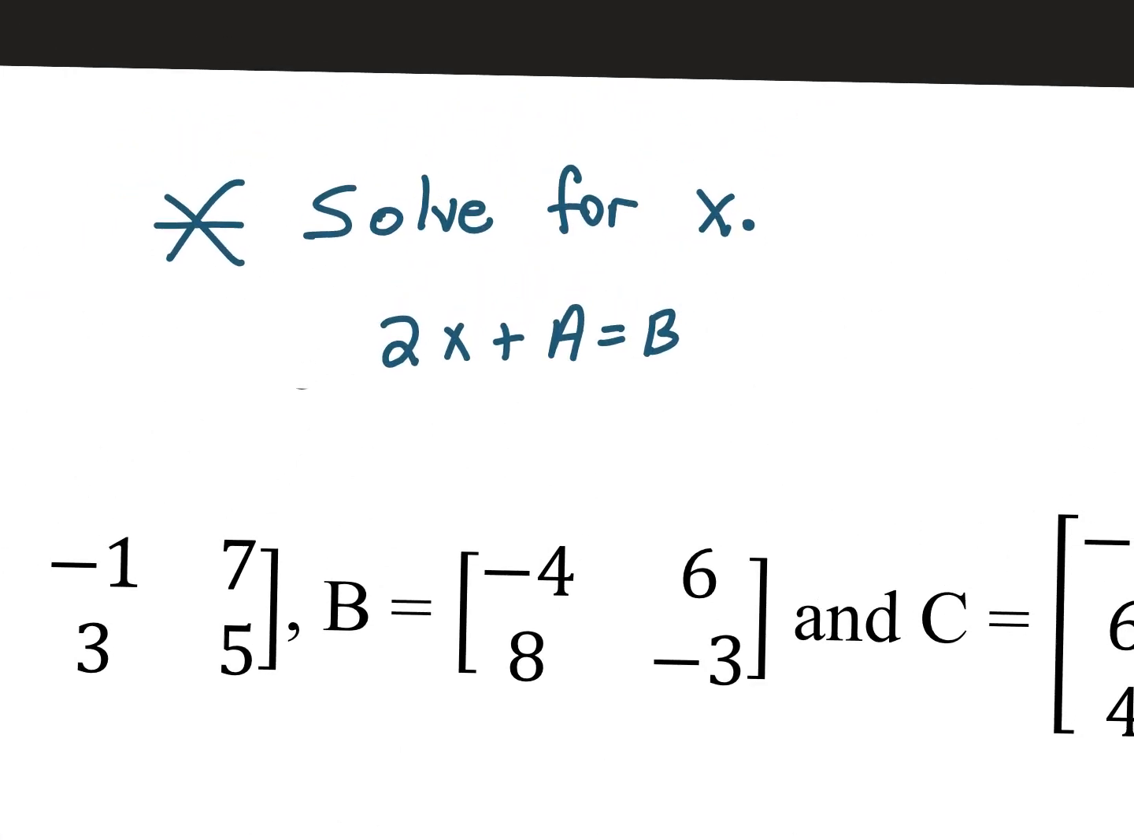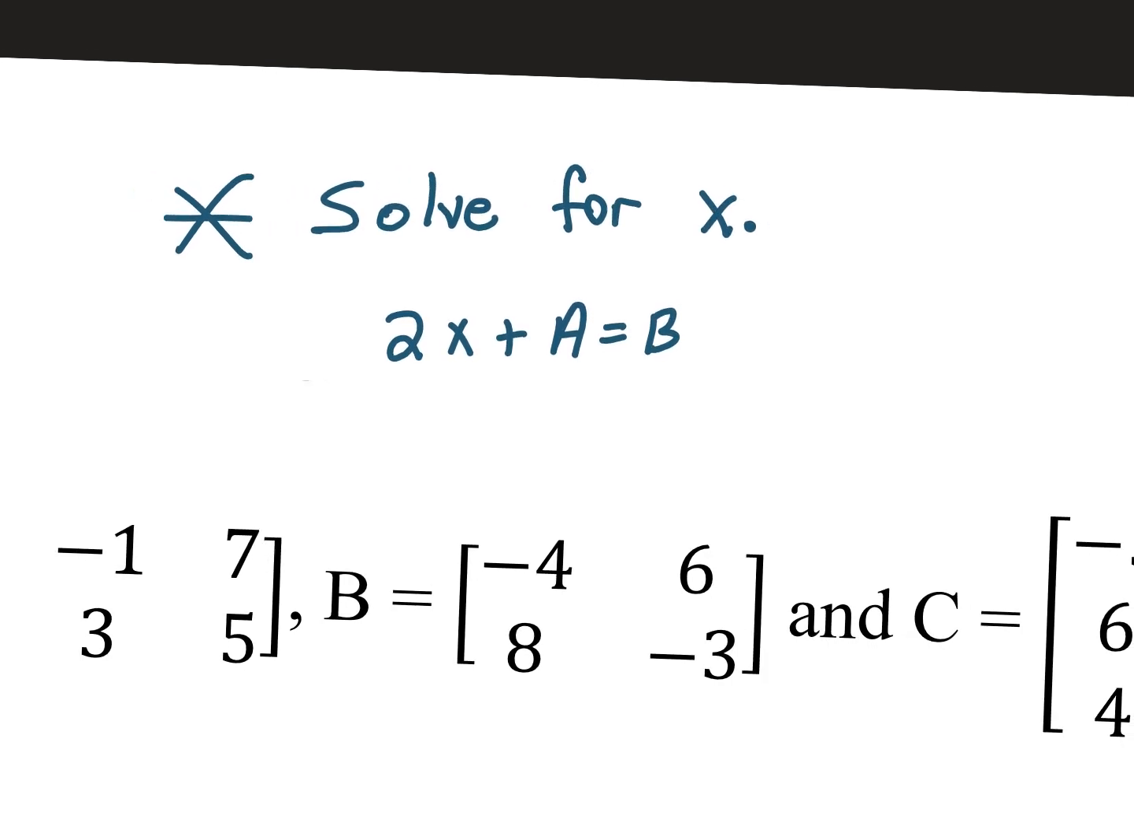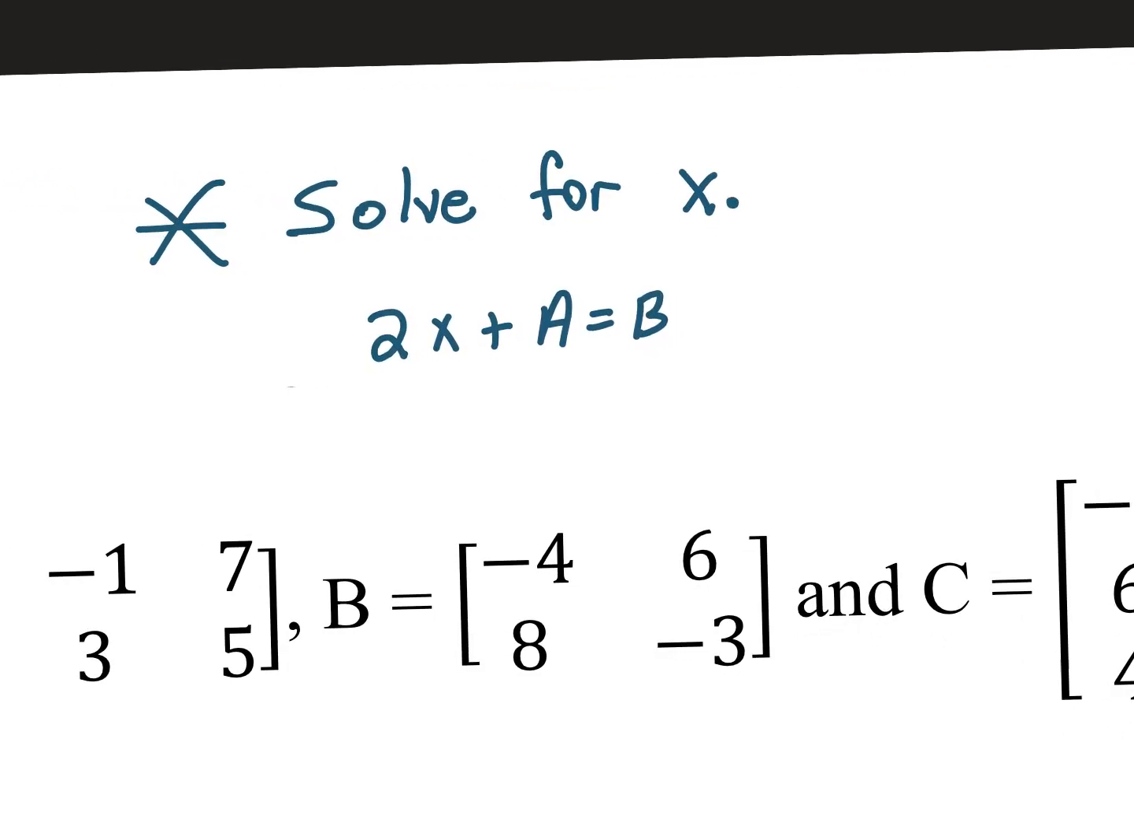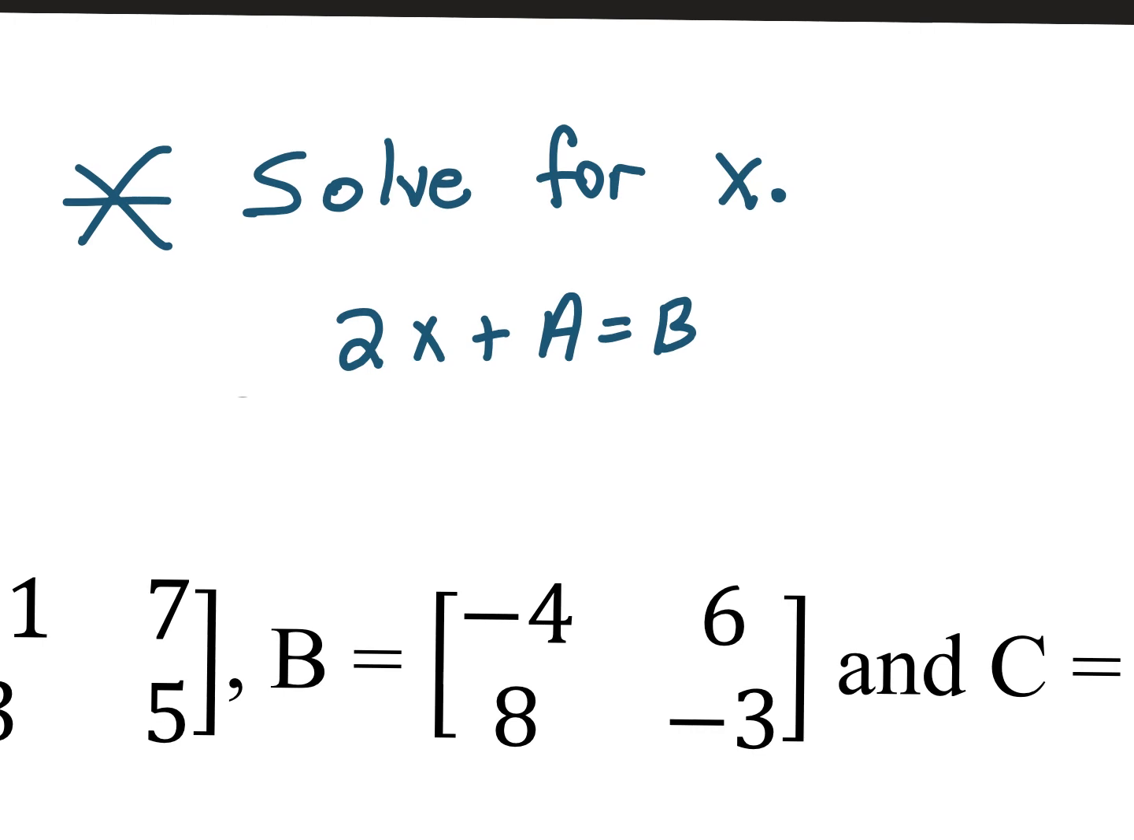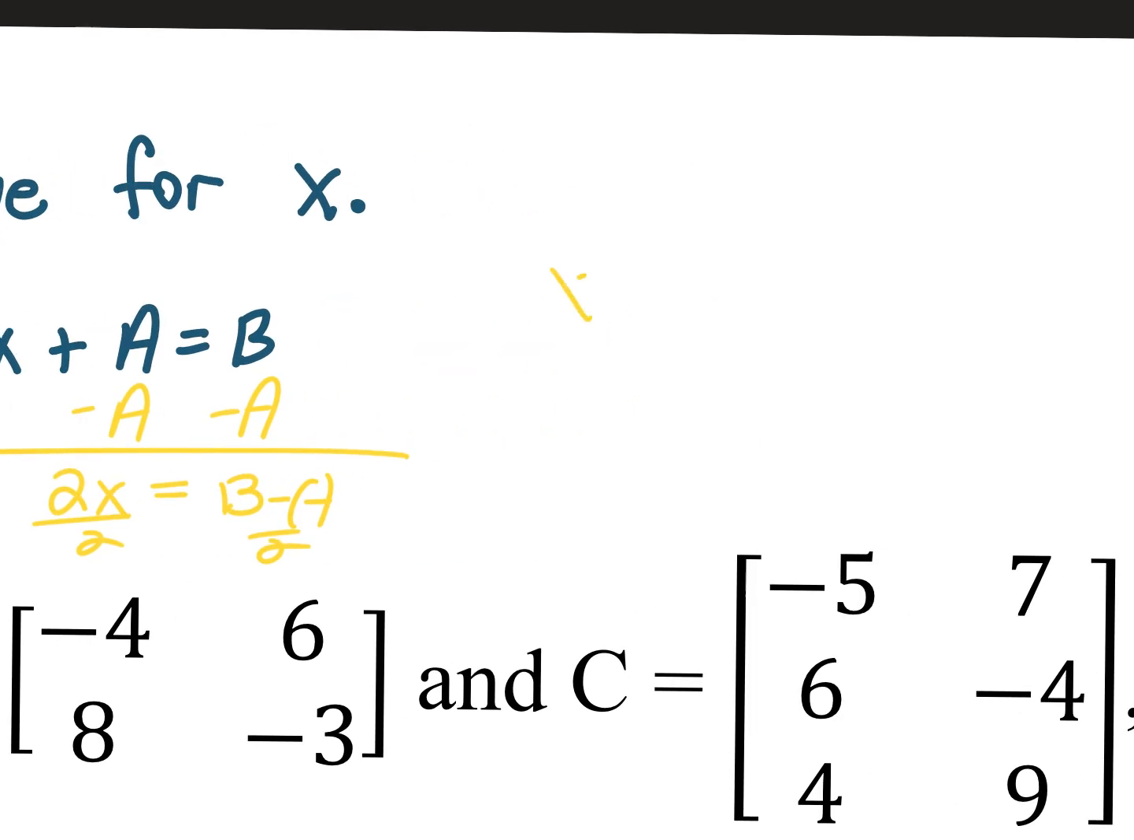If you had a question like this, where it says solve for x, and you're given all the matrices A and B, how would you first solve this equation for x? Isolate the x. So we're going to subtract A from both sides, right? So 2x equals B minus A. And then what? Then you divide by 2. So you would have x equals B minus A divided by 2. Or you could say B minus A, the two matrices, and then multiply every entry by 1/2, or divide every entry by 2, whatever.